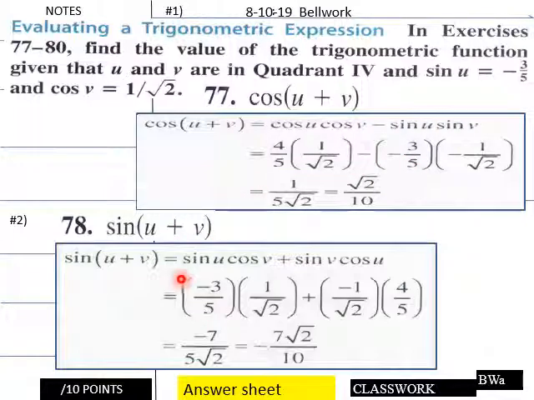Same thing down here: sine u plus v is sine u cosine v plus sine v cosine u. When we plug in our values again, 4 over 5 for cosine u, same as up here, and then multiply out, we end up with negative 7 over 5 times radical 2, which is the same thing as negative 7 radical 2 over 10.